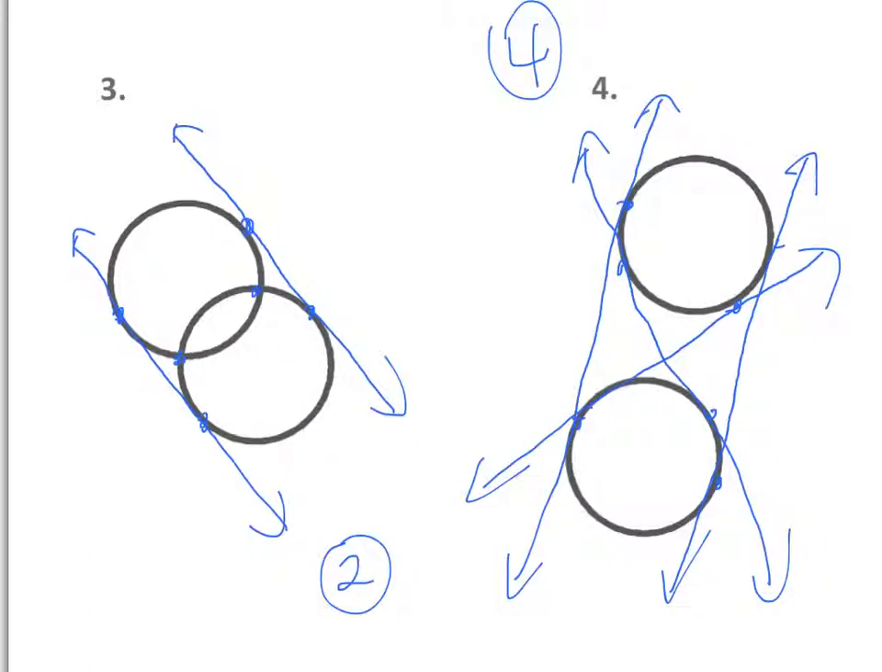The last example, the 2 circles don't even touch. How many tangent lines can I draw? None.